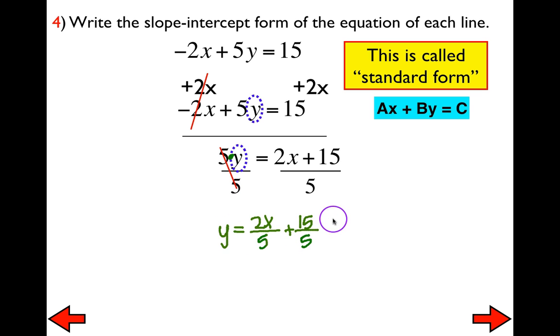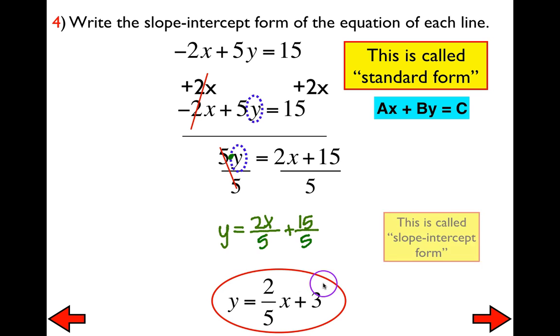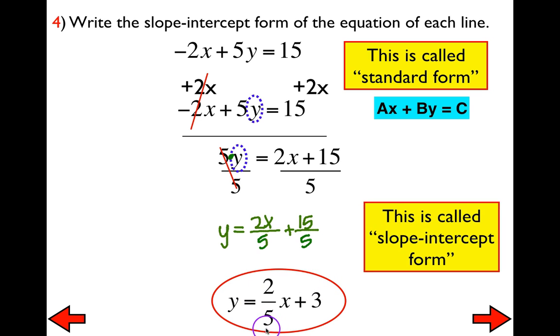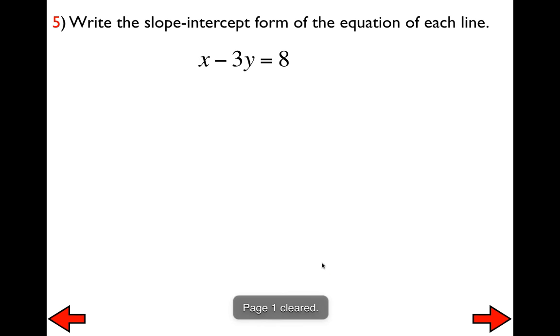So all I need to do now is simplify this, and that's going to leave me with y equals 2/5 x plus 3. So here 2/5 can't be reduced, but 15/5 can be reduced to 3. So that's going to be my slope-intercept form, where 2/5 is my slope and 3 is my y-intercept. Okay, so now at this point I'm going to go ahead and have you pause the video and try this one on your own.